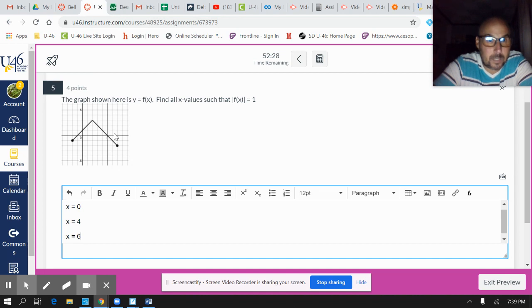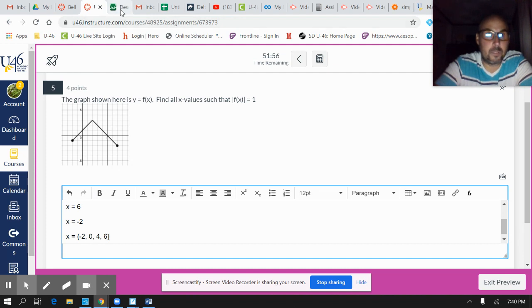Because when x equals 6, the original function produces -1, but the absolute value of the function will make that -1 a +1. And same thing for x equaling -2. If x equals -2, on the original function, the y value is -1, but when we take the absolute value, that -1 becomes +1. So there were 4 correct answers that you needed: -2, 0, 4, and 6.